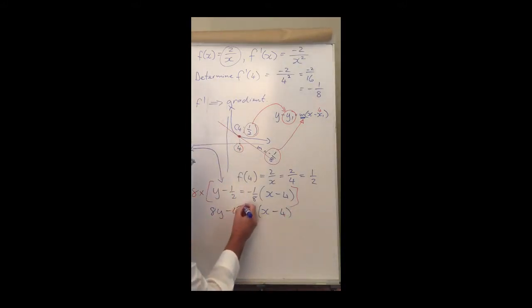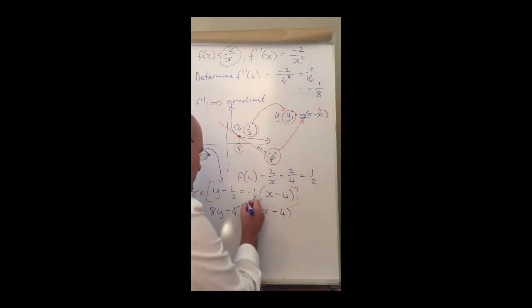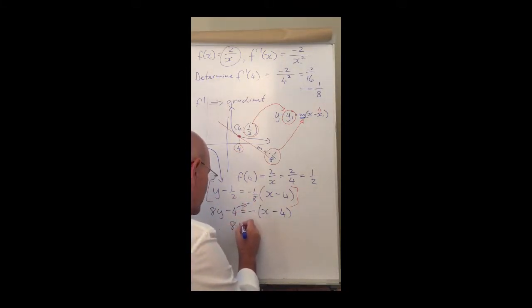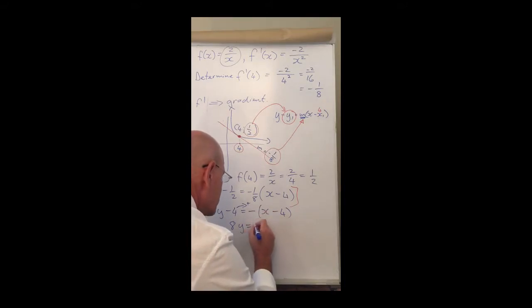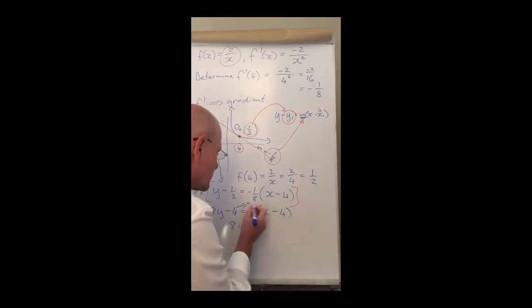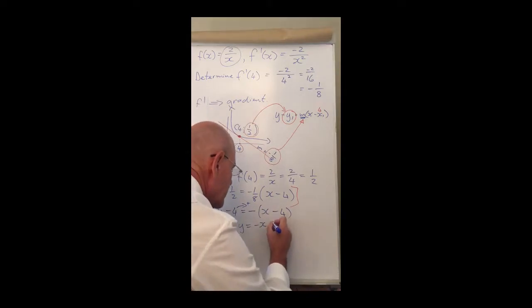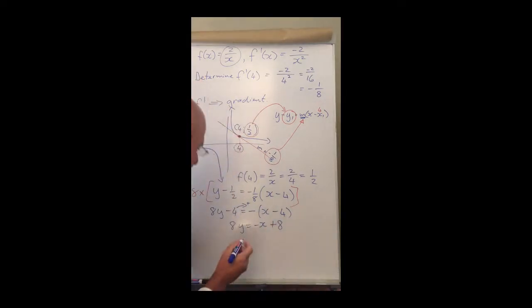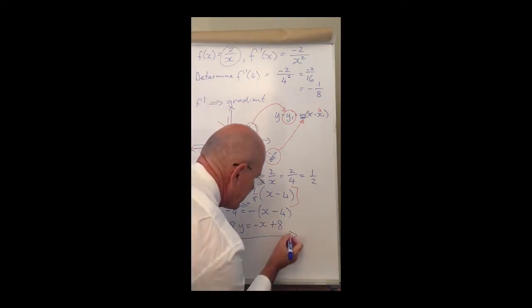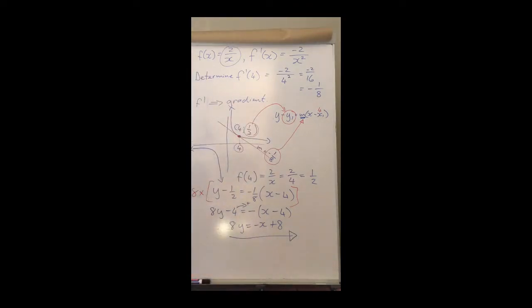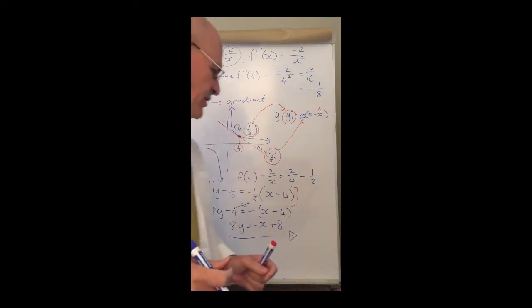So let's kick this minus 4 over to the right hand side, and it becomes positive. So we have 8y equals minus x plus 8. Right, I'm going to end this equation over there, else we're going to have a lot of fractions going on.